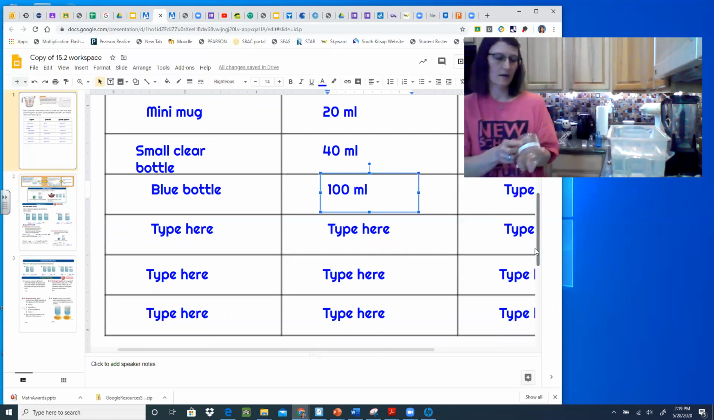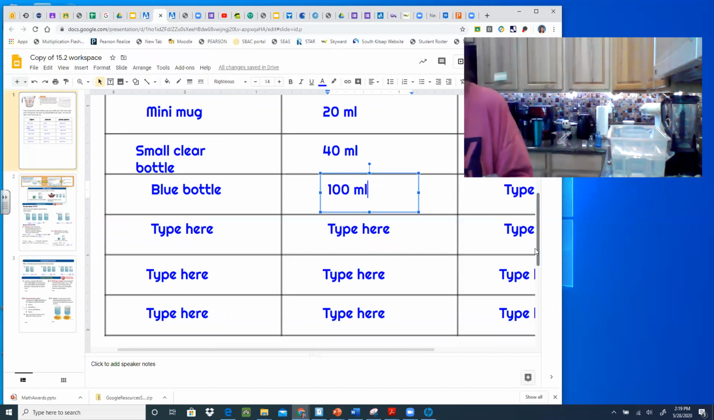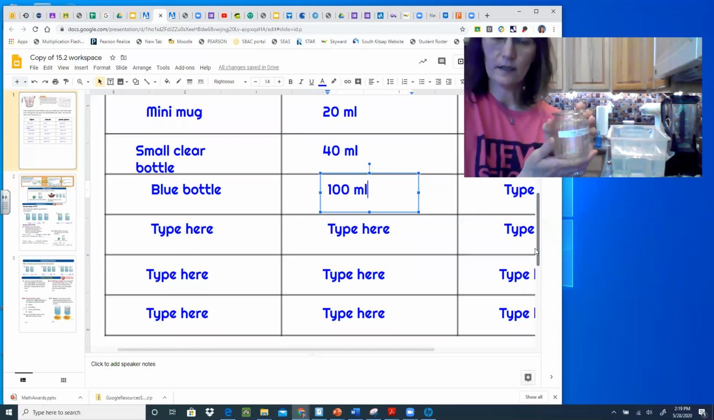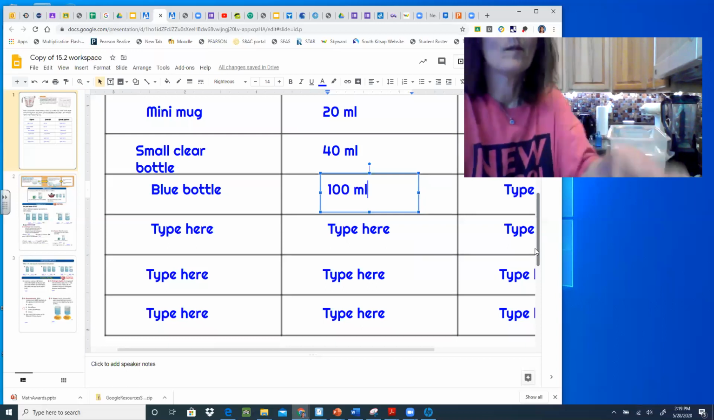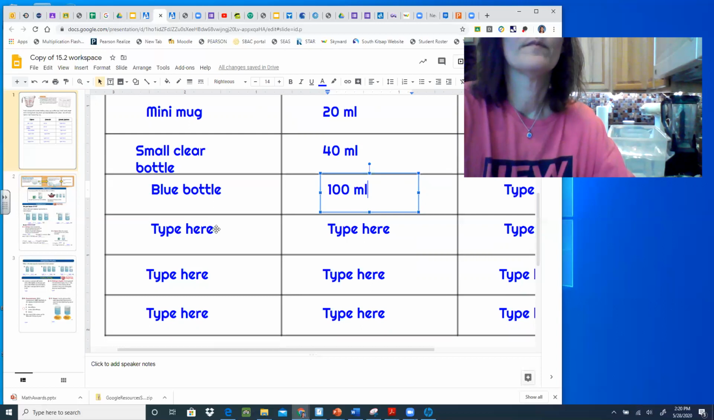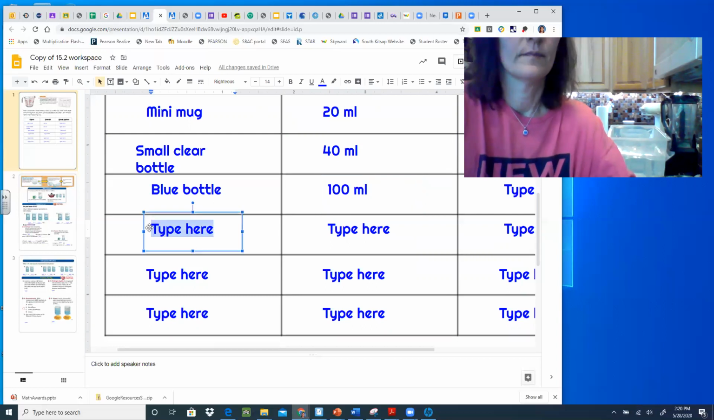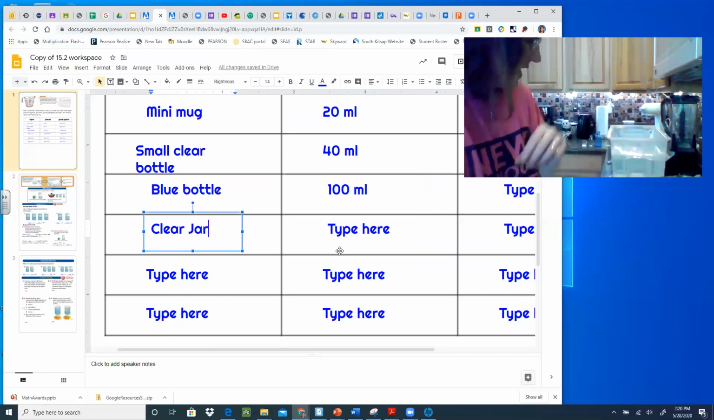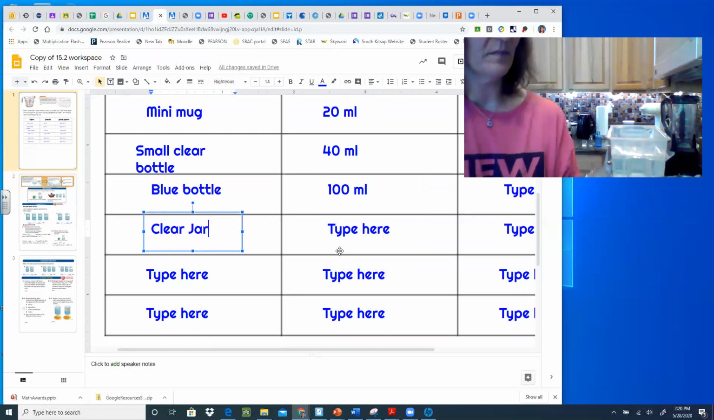Okay, then we have, oh, this is housewares on the bottom. So we'll just call it clear jar. Okay, I think that's probably going to hold like 200. That's my guess. This one was made in China.